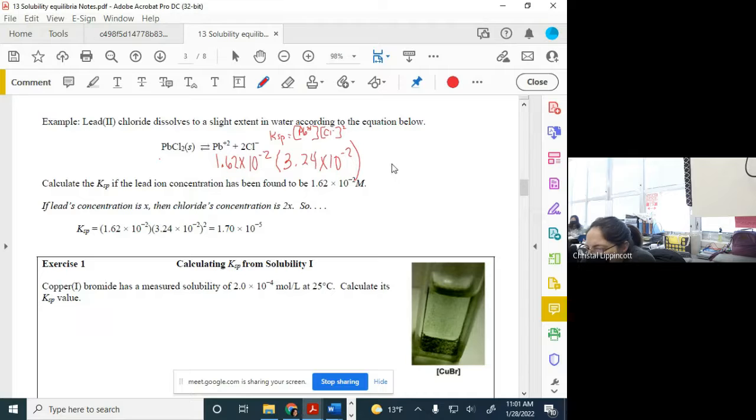It's just like if you had an ICE table, you would have X and 2X, and then when you put it into the Ksp, you would go X times 2X squared, right? Back when we were doing ICE tables. And then that became 4X squared. Remember that?